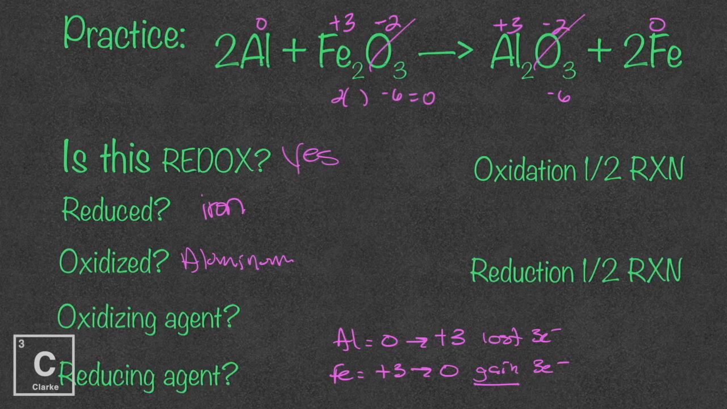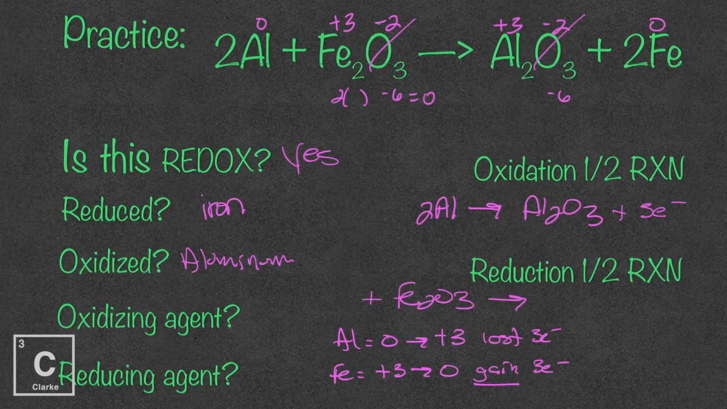Okay, so the oxidation half reaction would be our 2 aluminums going to our Al2O3. But remember, we lost 3 electrons, and so we're going to show our electrons lost as a product. Our reduction, that's where we gained. So we're going to have Fe2O3 with those 3 electrons, and our product is just going to be iron.